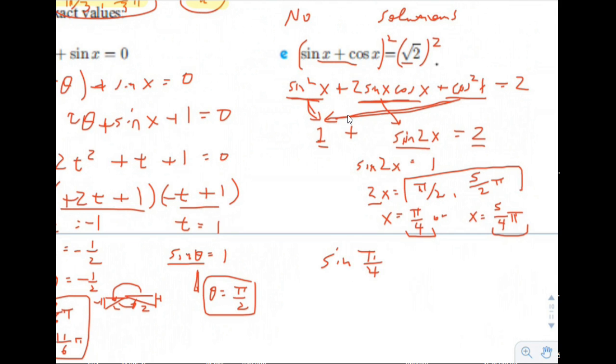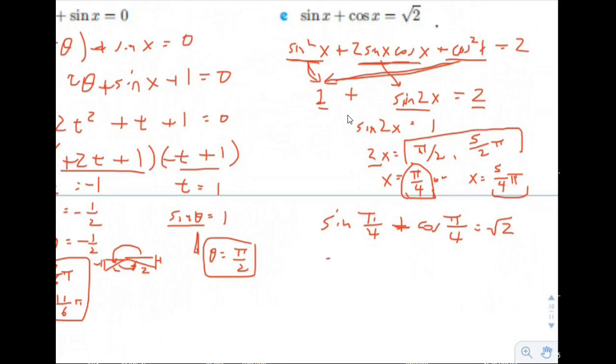So we take sine of pi over 4, and we add it to cosine of pi over 4, and we see what we get. Well, sine of pi over 4 is square root of 2 over 2. Cosine of pi over 4 is square root of 2 over 2. So we add them together and we get square root of 2. So that is exactly the original equation, right? I'm going to erase the squares so you don't get confused. So the pi over 4 solution does work.